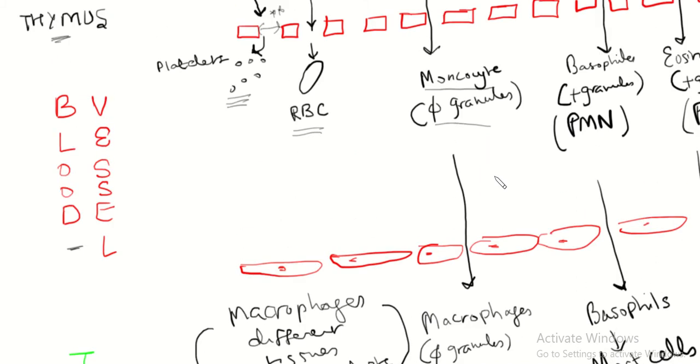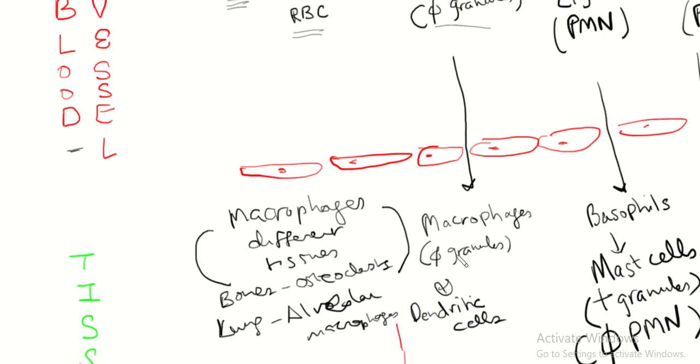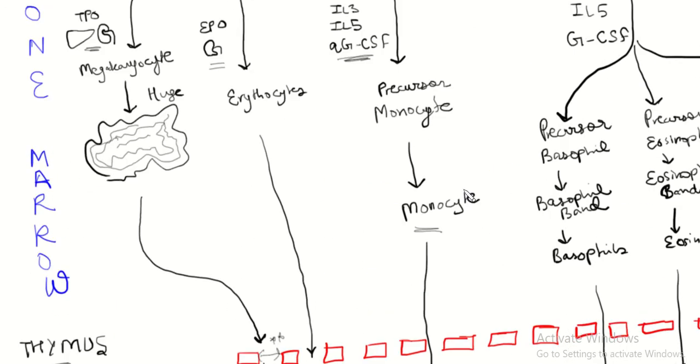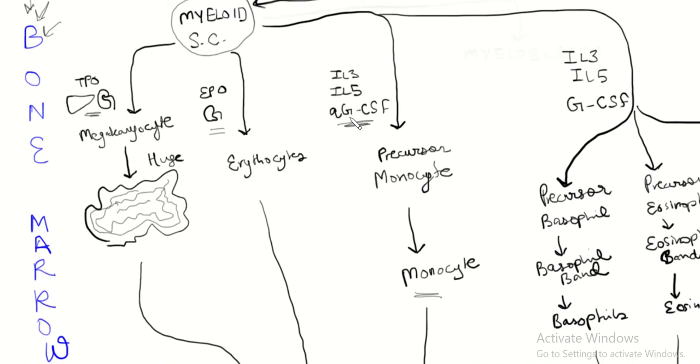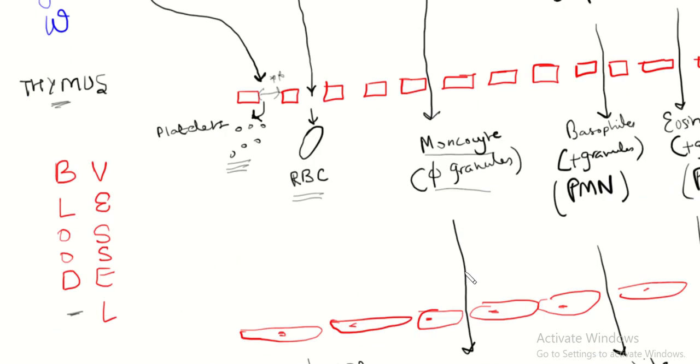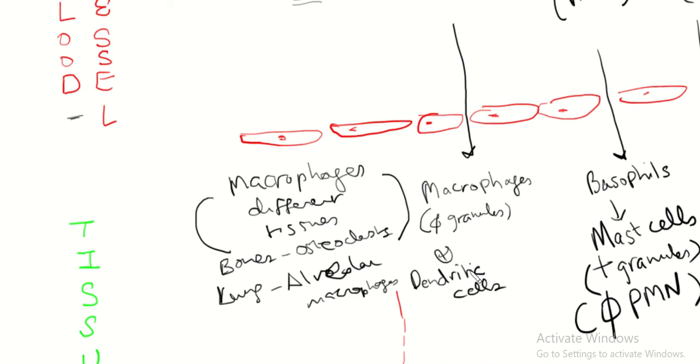So what's the difference? Well, one of them is in the blood, the other one is outside the blood. That's the difference. All of them don't have any granules because who created them? An agranulocyte colony stimulating factor. So that's monocyte for you. Okay? Easy.